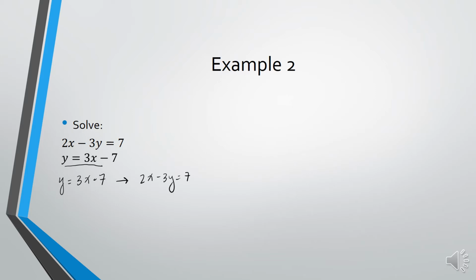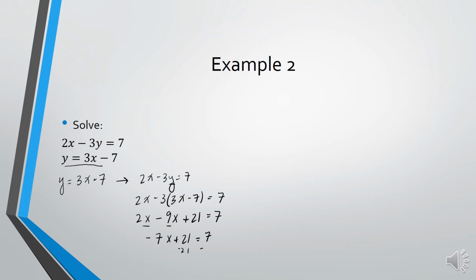And what I mean by that is, instead of writing this y, I'm going to replace it with 3x minus 7 because they're equal. So 2x minus 3, and I'm replacing this y with 3x minus 7, and that's equal to 7. And now we'll go ahead and solve this. So I'll distribute my 3, which gives me negative 9x plus 21. So all I did was distribute the 3 from that last step to this one. Next, I'm going to combine my two x's. So that gives me negative 7x plus 21 equals 7.